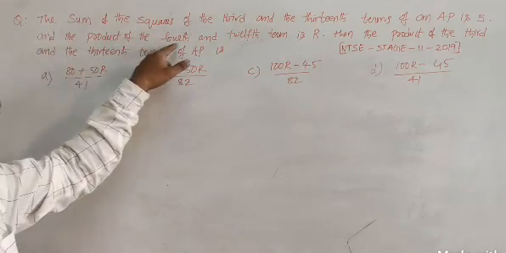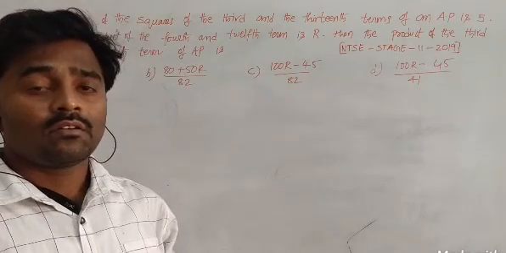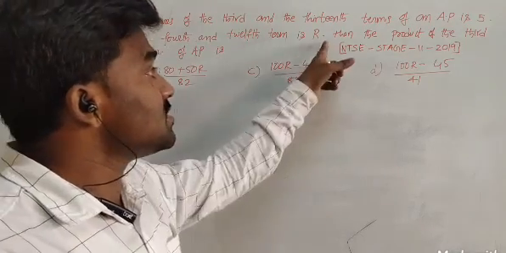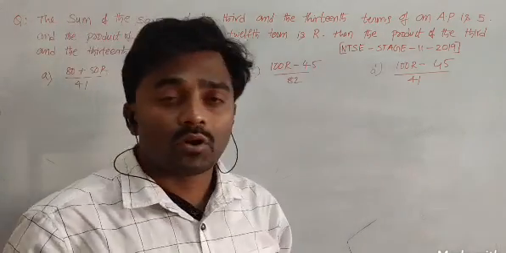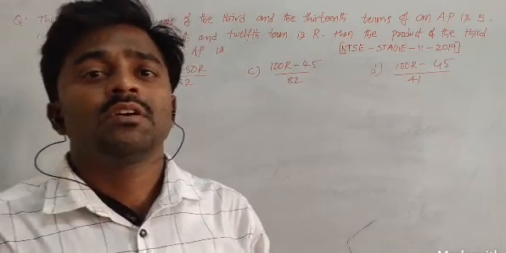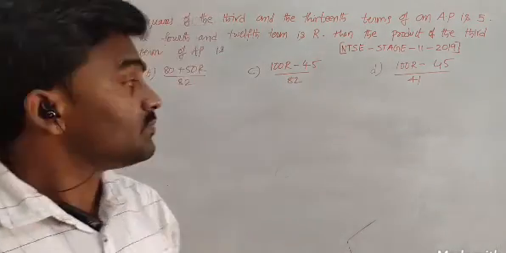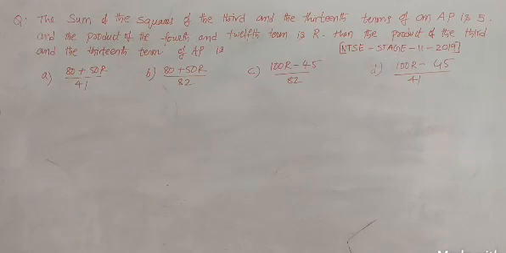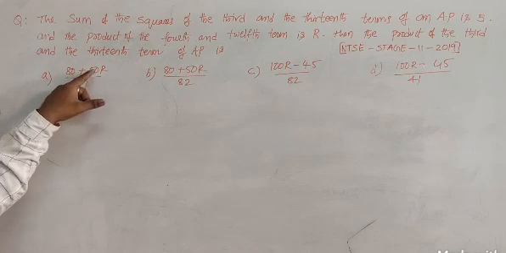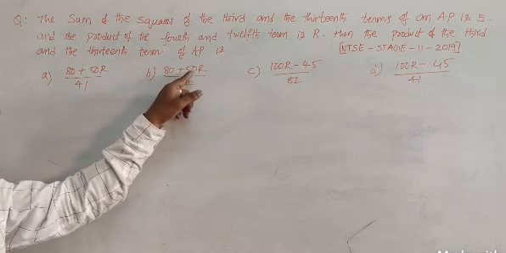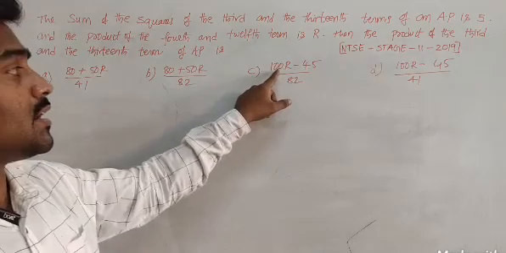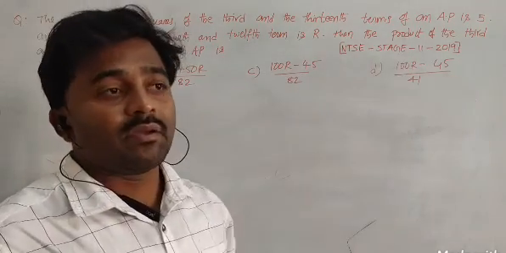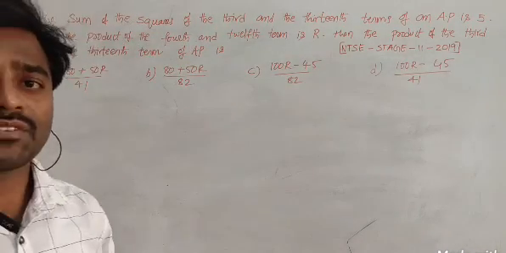And the product of the 4th and 12th term of an AP is R. Then find the product of the 13th term and 3rd term of the same AP. Options given: (80 + 50R)/41, (80 + 50R)/82, (100R − 45)/82, (100R − 45)/41. These are the options given to you.